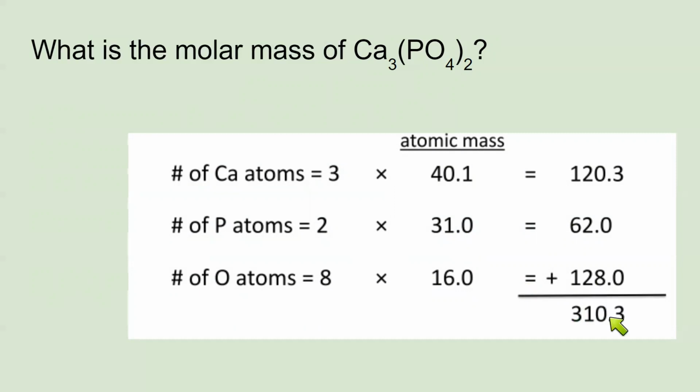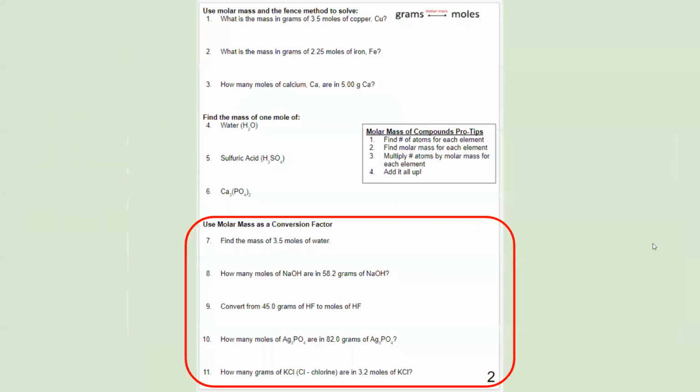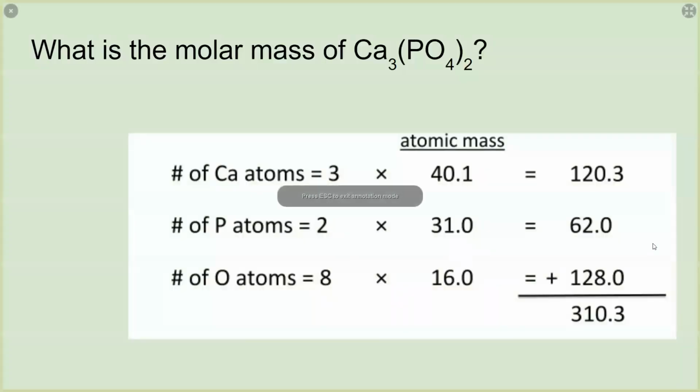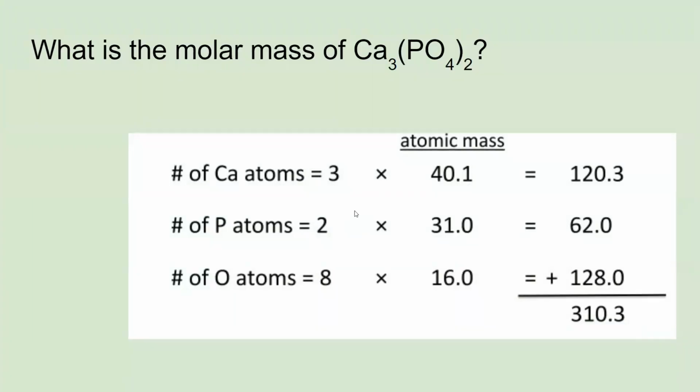So when you add all those up, the molar mass for calcium phosphate is 310.3, and you'd want to add grams to the end of that. Okay, so that's our molar mass. You can find molar mass using the periodic table. Anytime you see the phrase molar mass, you have to think periodic table. Okay, that has the answer.